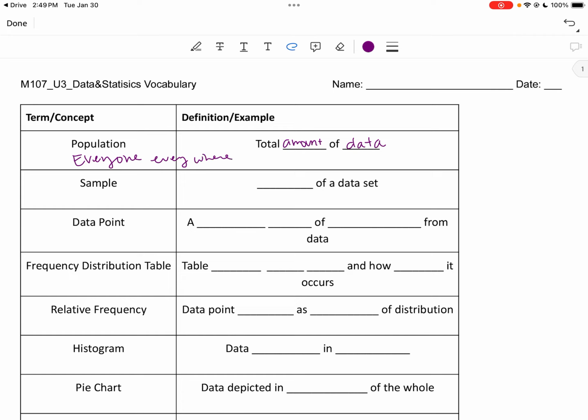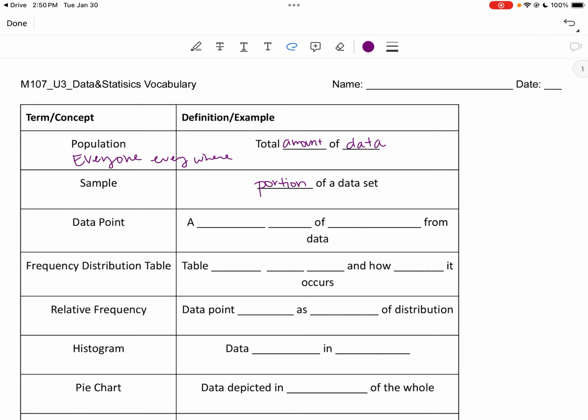A sample, though, is just a portion of that data. And so when we talk about population and sample, it's going to come into play a lot with standard deviation, and also mean. The big aspect is, is this going to relate to everyone, or is this just a portion and then we're going to modify from there?